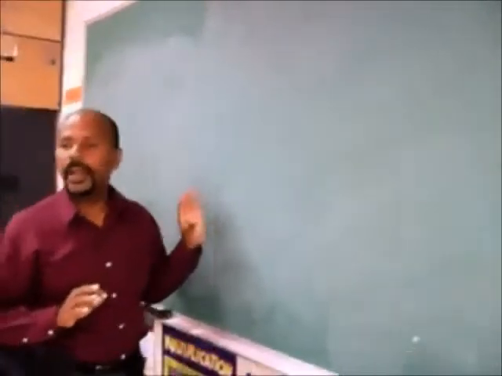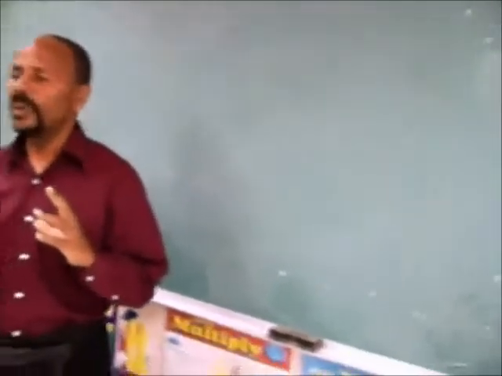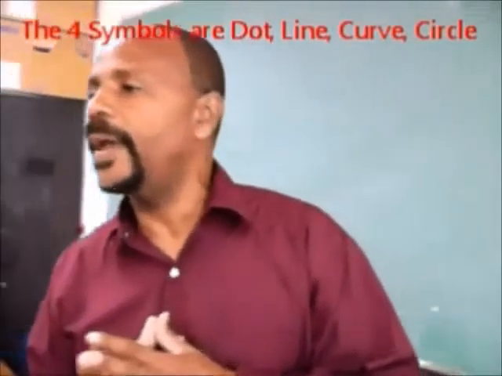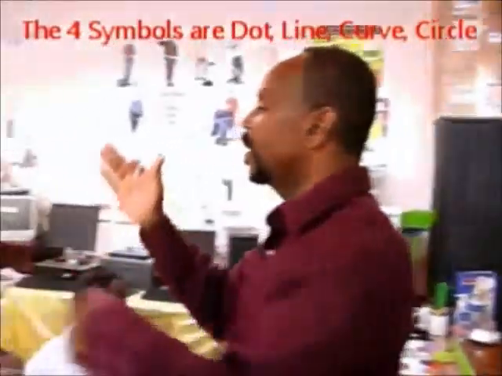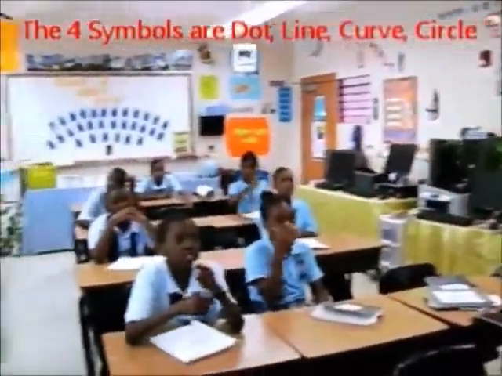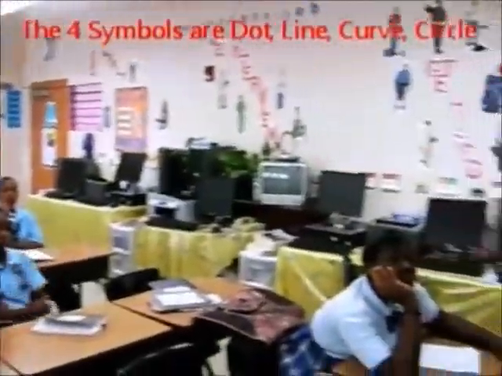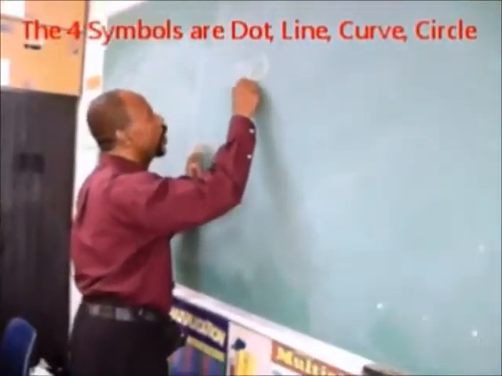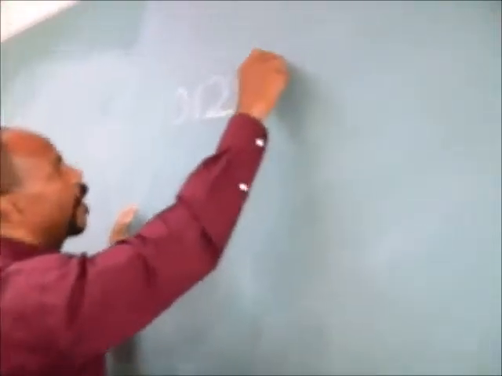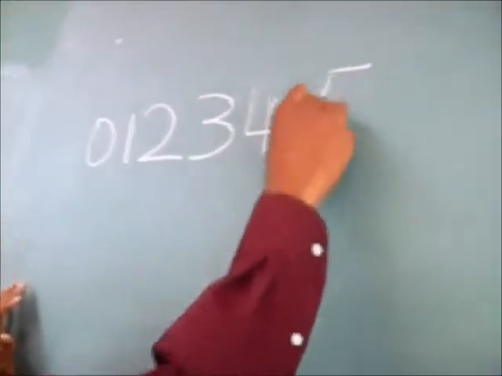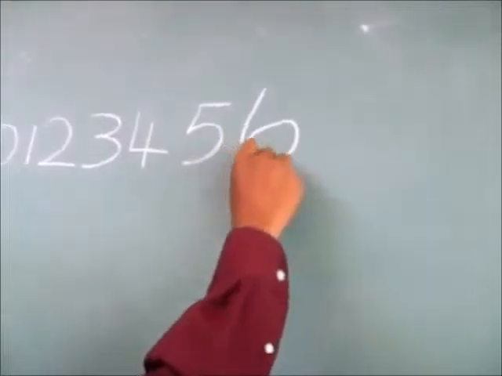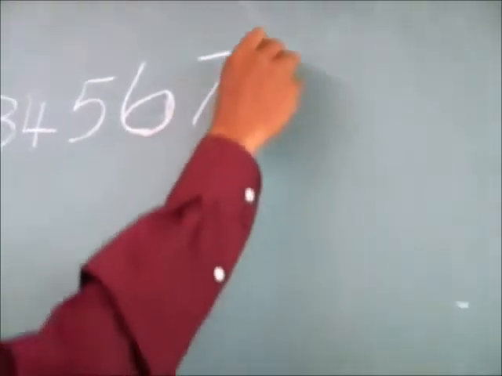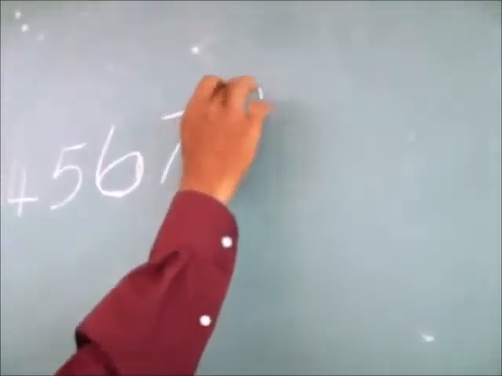You're about to learn how numbers, remember we talked about what are the four ingredients of numbers and letters? What are they? Dot, what else? Curve, line, and circle. Good. Now, watch this carefully. All right? Watch this carefully. 0, 1, 2, 3, 4, 5, 6. That's a circle. 7. 2 circles.